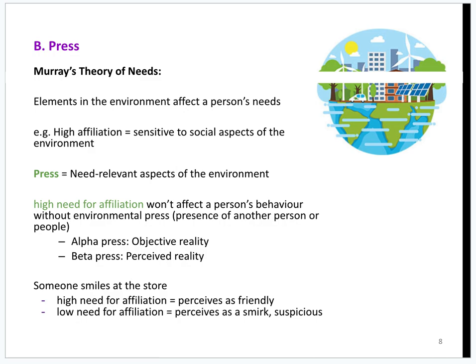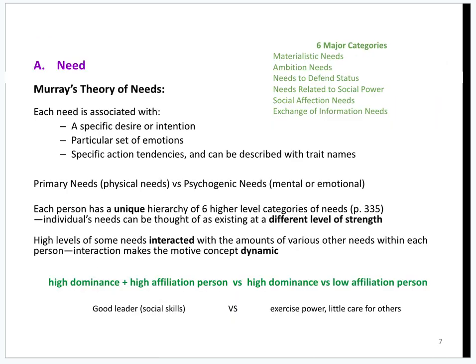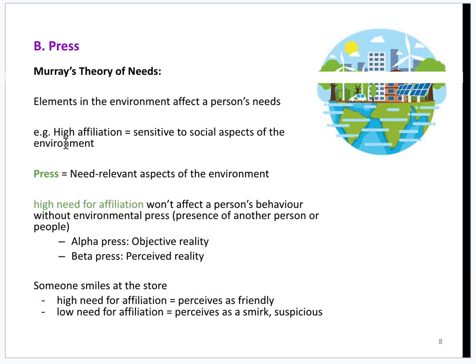So press relates to this theory of needs. You have all of these needs, but the needs need to be pressed by elements in the environment. All of these needs are not active at the same time. They are active when there's environmental press or push for the need to exert itself, so to say. For example, a high need for affiliation won't affect a person's behavior without environmental press.